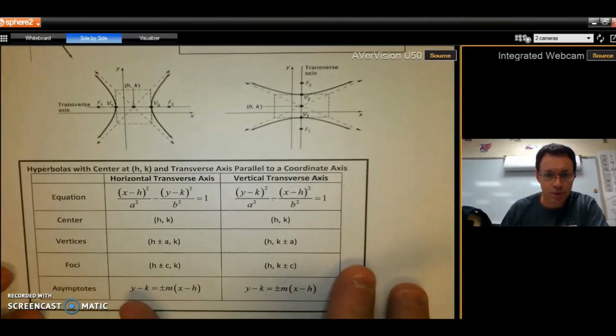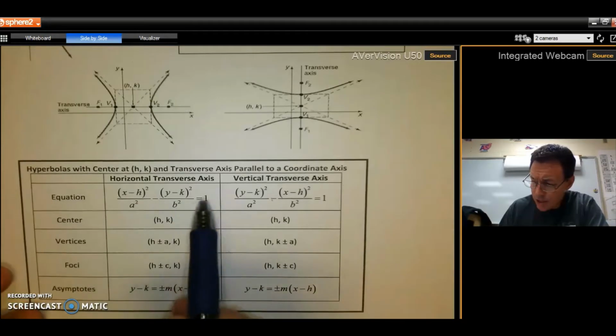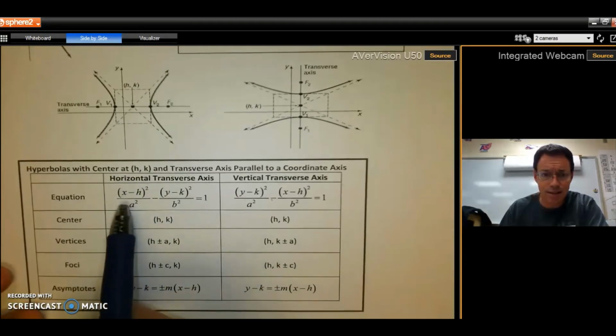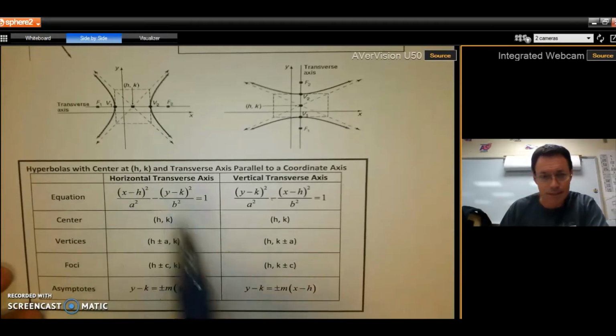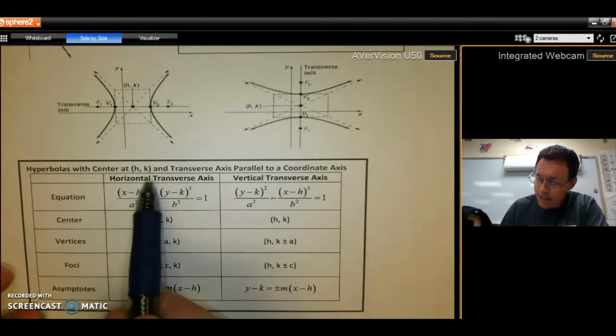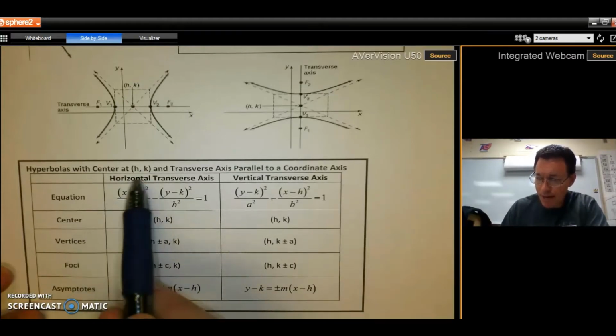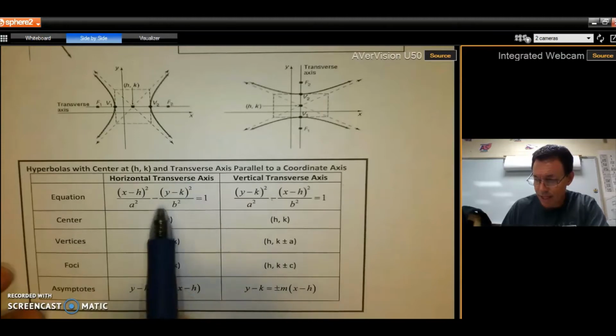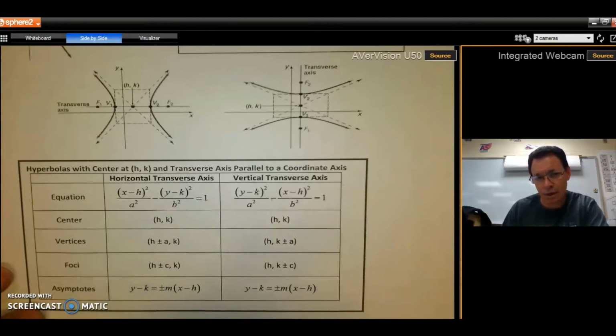So let's take a look at the formulas down here. This looks exactly like the ellipse, except it has a minus in it. Think of this fraction as being like a positive, and then you have a negative over here. That's going to help us later on. One of these is going to be negative, and that's what that minus is telling us.